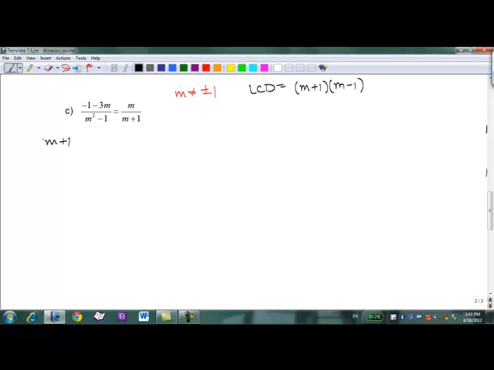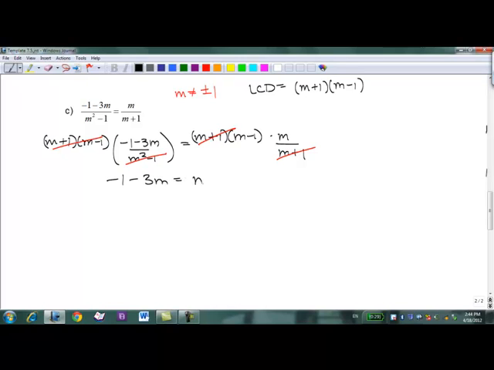So let's go m plus 1, m minus 1 times negative 1 minus 3m over m squared minus 1. And on the right-hand side, m plus 1, m minus 1 times m over m plus 1. Let's take a look at cancellation here. M plus 1's cancel, that's good. M plus 1, m minus 1, that's a difference of squares, which matches the difference of squares in the denominator there. So we should have negative 1 minus 3m on the left, and on the right side, m squared minus m.